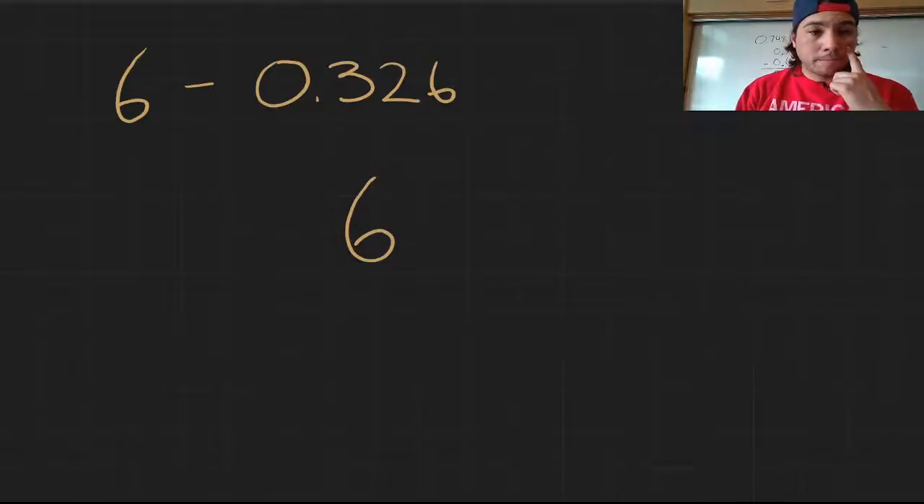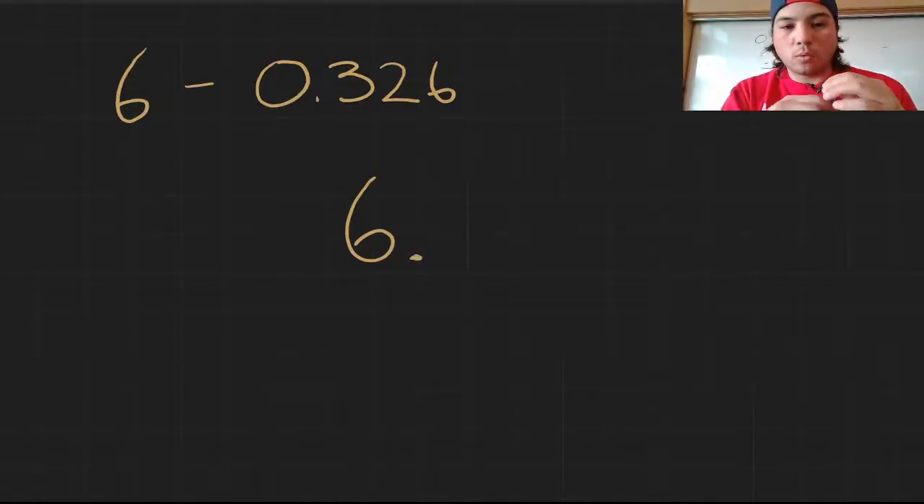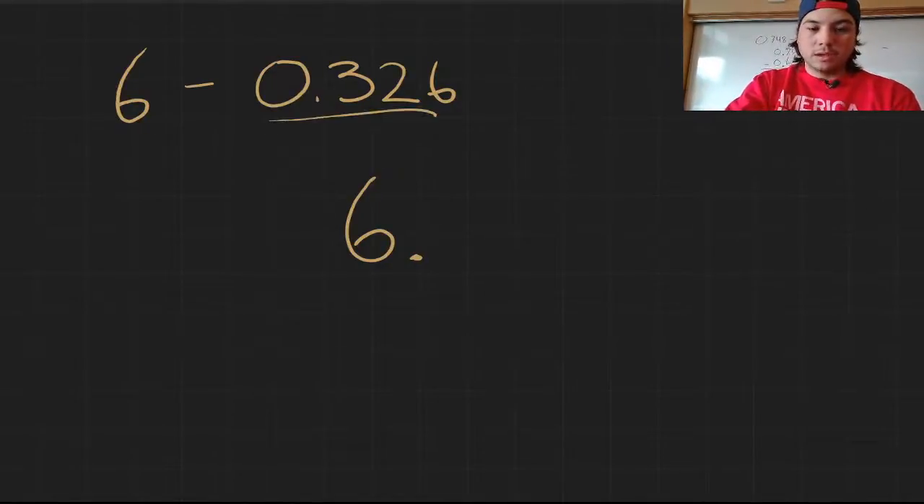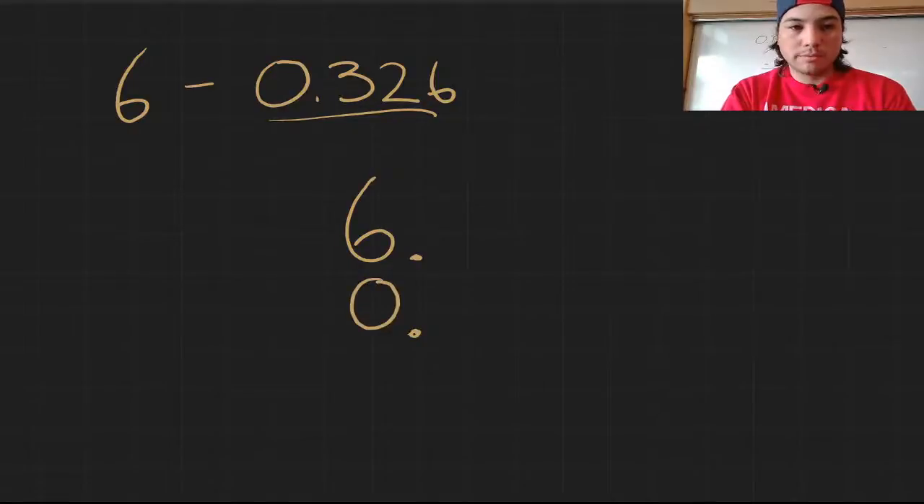So thinking about that ones place, we have 6 ones. The decimal point goes directly to the right of the ones place and directly to the left of the tenths place. And you can see it here in 326 thousandths, right? We have 0 ones, so it's going to go right below the 6.